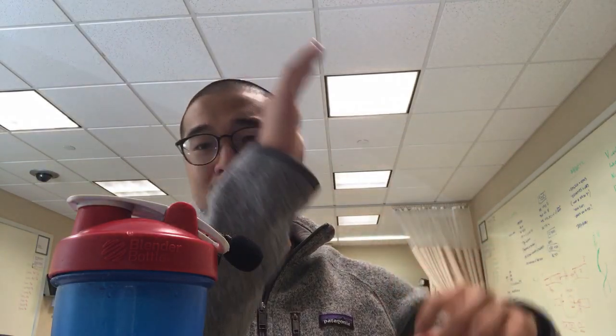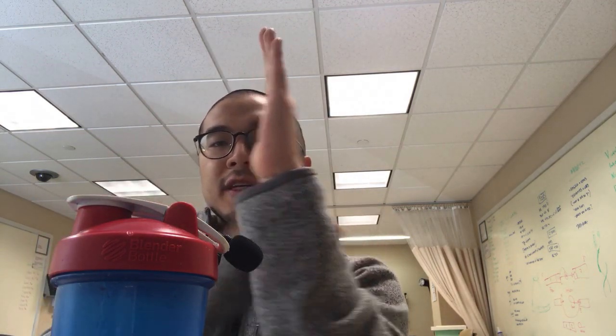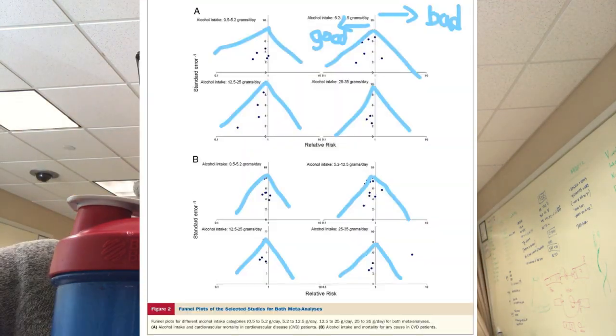If it's biased, all those studies would just be here. It would be half a funnel. But if there were results that said it's not good for your health, then some data points will be here and some data points will be here, and it'll look like a funnel. So that's my example.